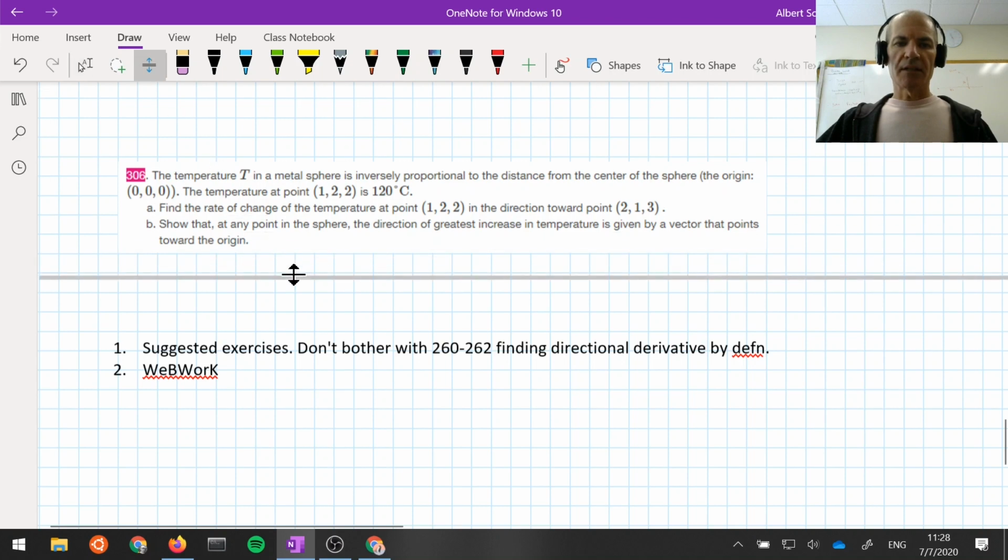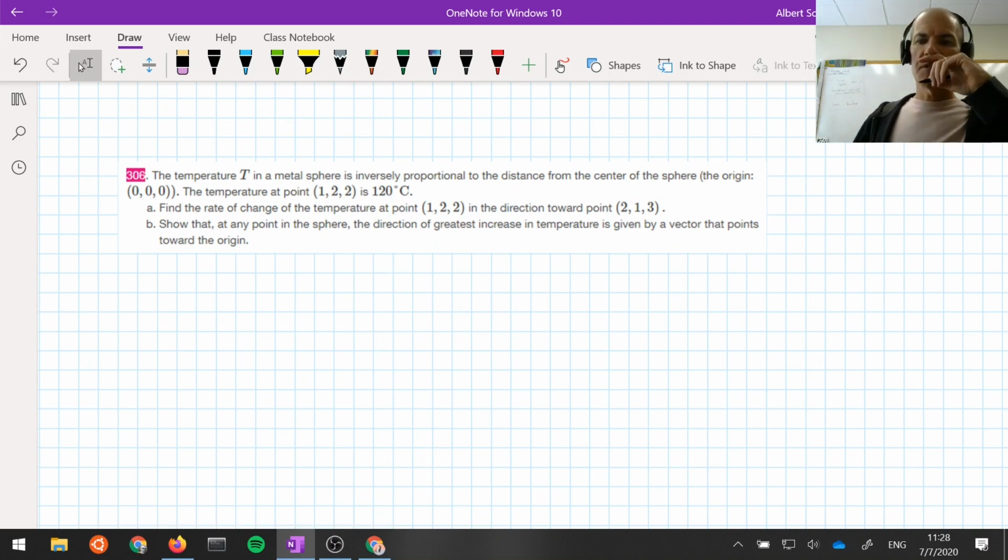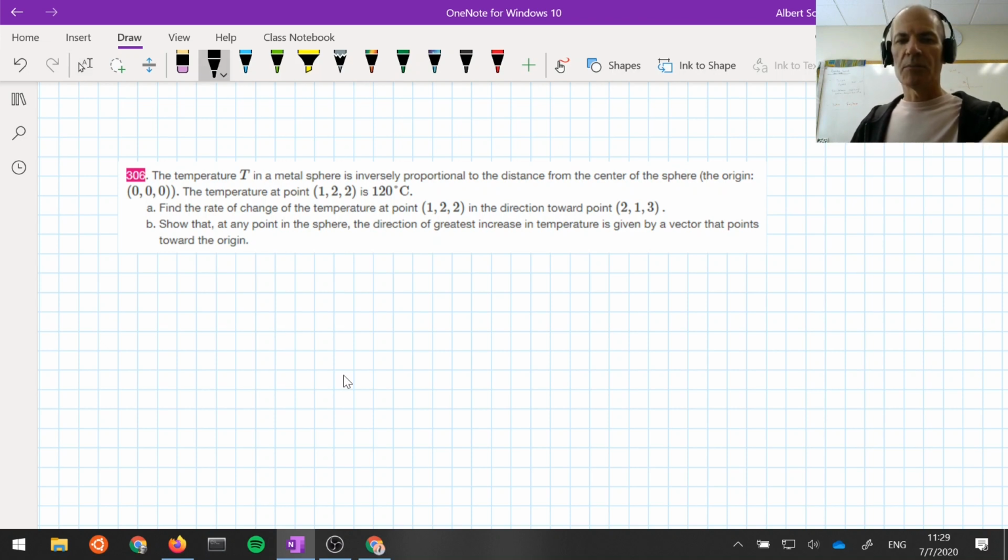Okay, one last little applied function. We have the temperature T in a metal sphere is inversely proportional to the distance from the center of the sphere. You're asked to find the rate of change of the temperature at the point 122 in this direction, and then show that at any point in the sphere, the direction of greatest increase in temperature is given by a vector that points towards the origin. So the first thing you want to do is build an expression for T.